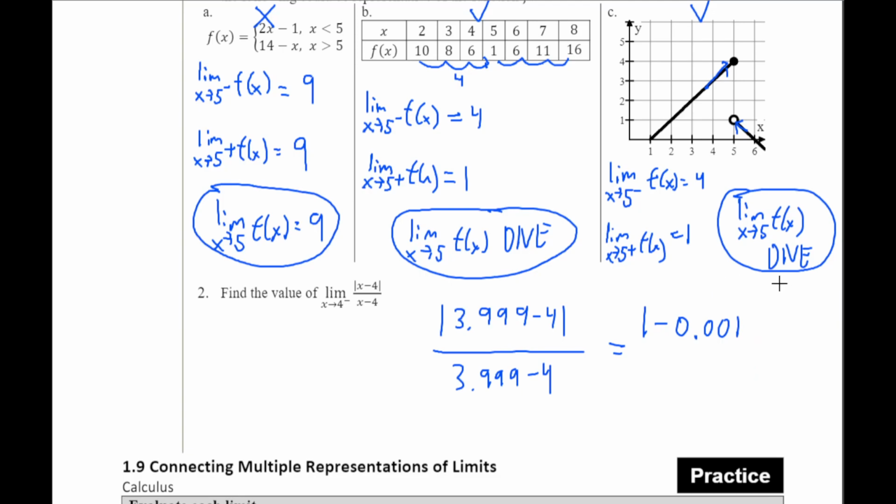It gives you an absolute value of negative 0.001 on top. Again, these are absolute value signs here. Over negative 0.001. So the absolute value of negative 0.001 is positive 0.001, and then divided by the negative version of itself just gets you negative 1 right here. That's your final answer with these kinds of problems.